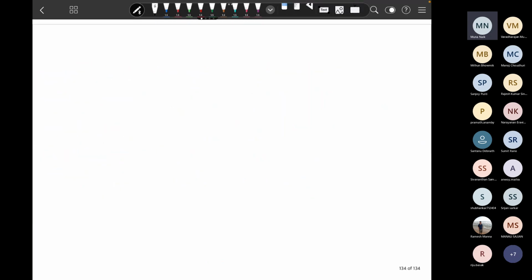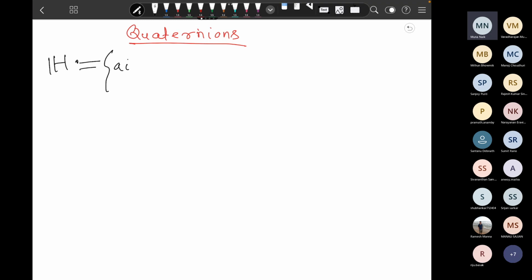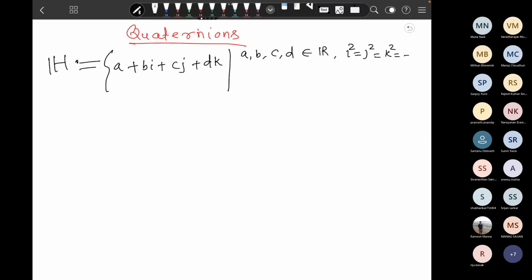Now you will go back to something called quaternions. This is a very new thing, so you should be careful about it. By definition, H is equal to A plus Bi plus Cj plus Dk, where A, B, C, D belong to R, and i square is equal to j square is equal to k square is equal to minus 1, and ij is equal to k is equal to minus ji, jk is equal to i is equal to minus kj, and ki is equal to j is equal to minus ik.